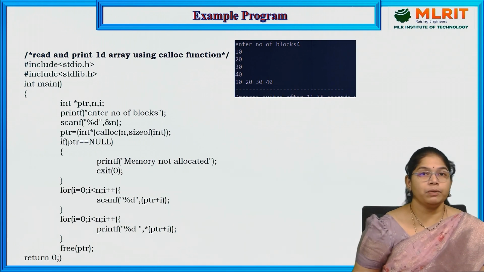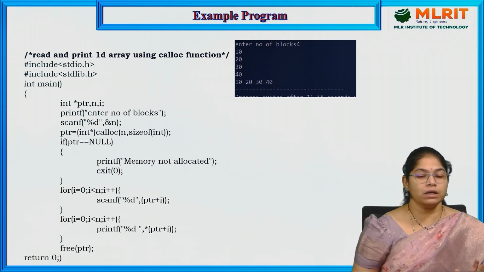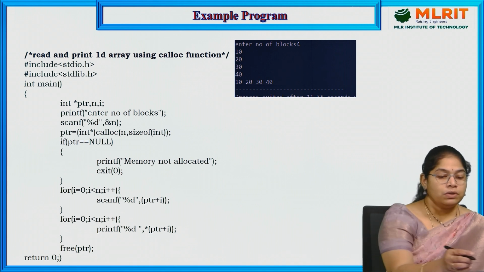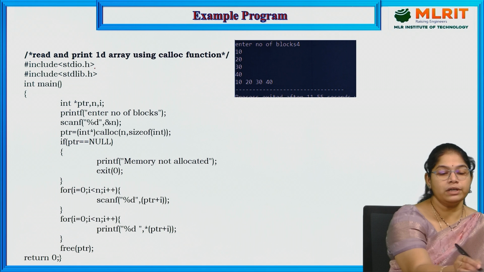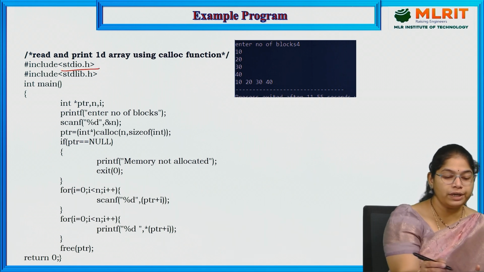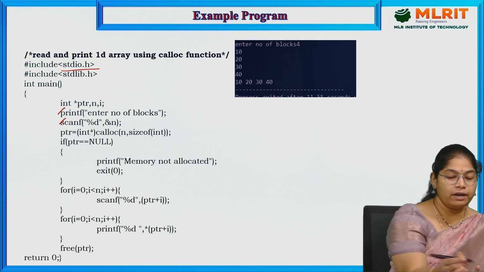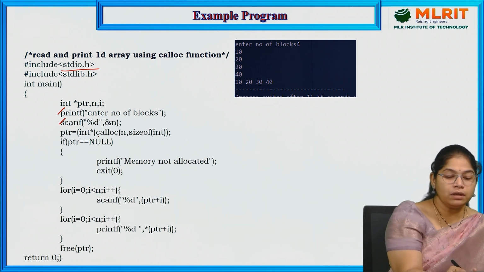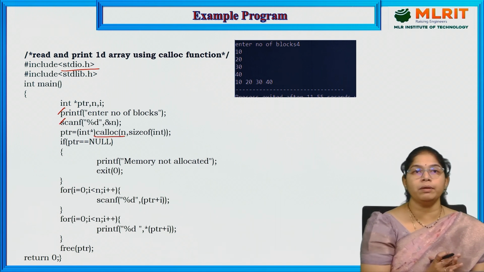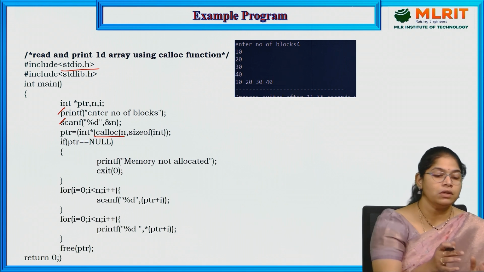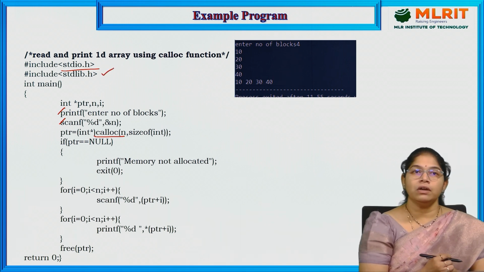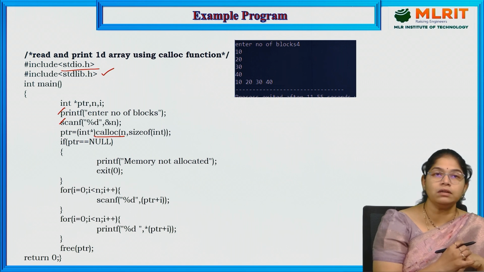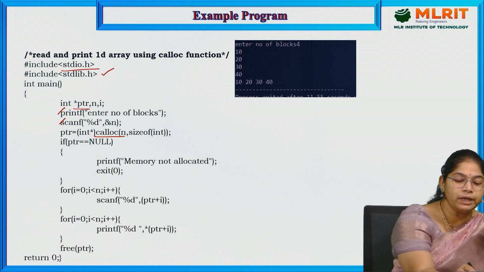Then the example program: read and print a 1D array using the calloc function. This calloc is present in the header file stdlib.h. Here I included stdio.h because printf and scanf are present in that header file. Then I am using the calloc function to allocate memory dynamically from the heap section. On successful allocation, it returns a base address. To store that, we need a pointer.